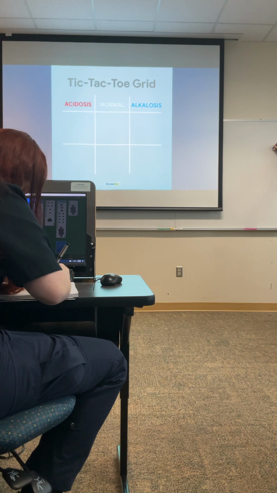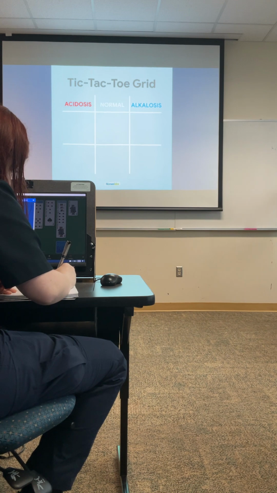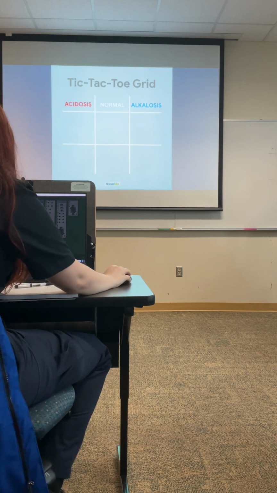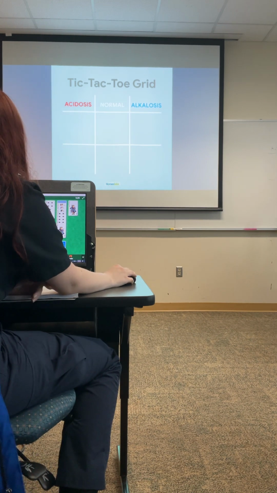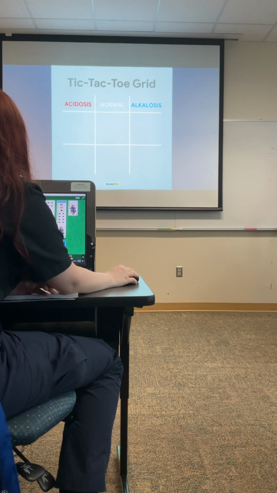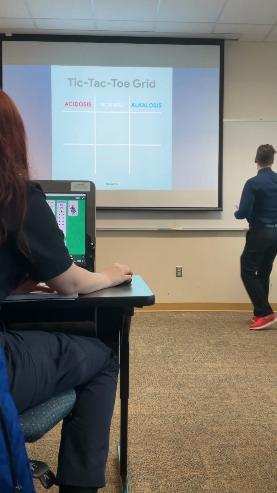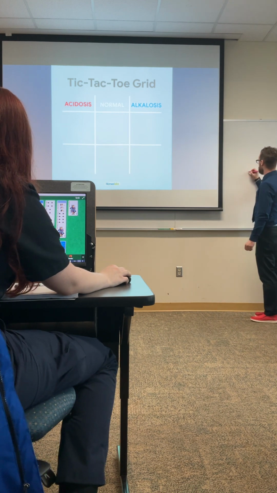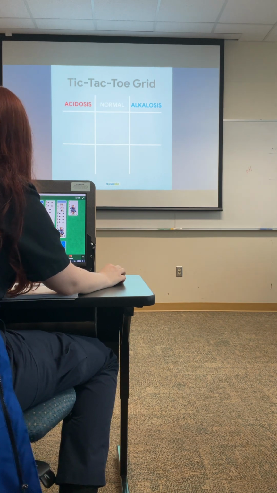So what I'm drawing here is my acid. It's like this, like that, and then I have my normal. And then I have alkalosis. What goes over here and is not listed is pH. Okay, that's what goes in this row. This is my pH.